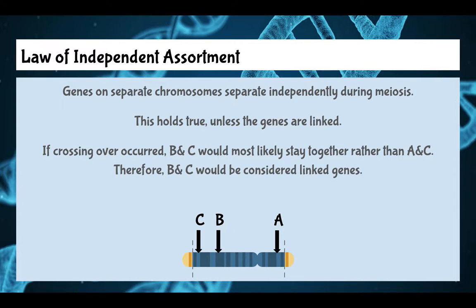So if you get a form of allele C, you're going to get the one that goes with it for B, and they are linked together. Okay, so that is an exception to this law of independent assortment, or kind of a caveat to it.